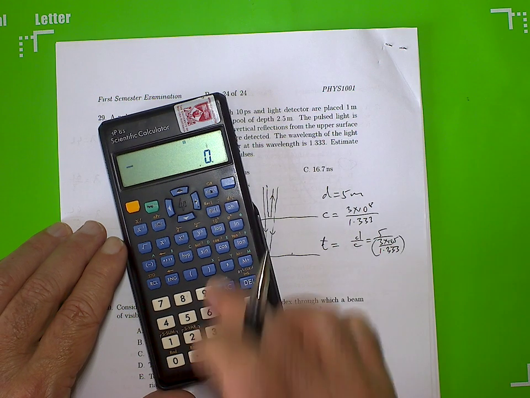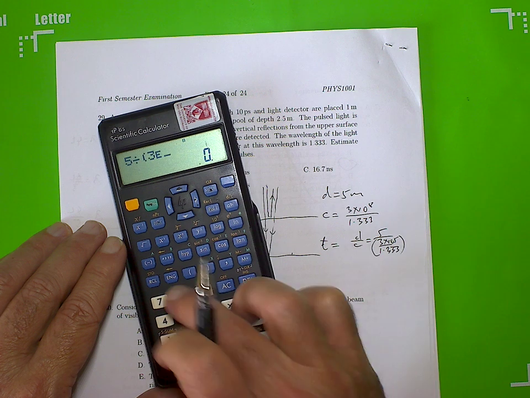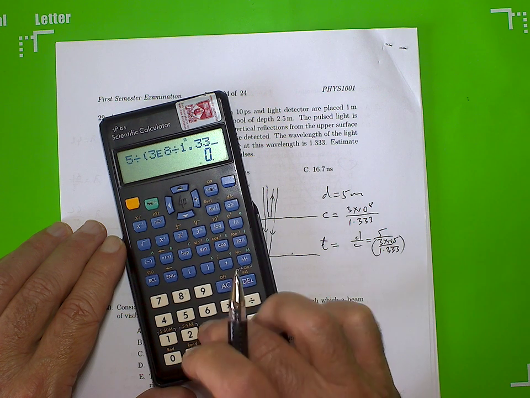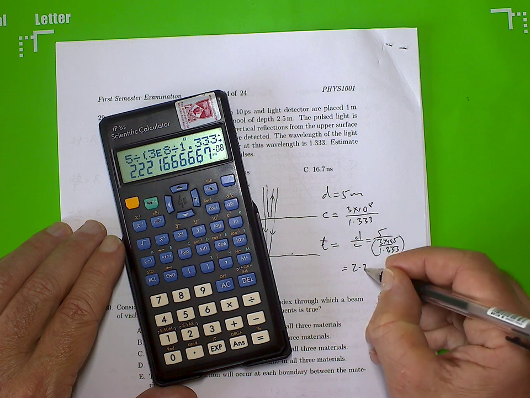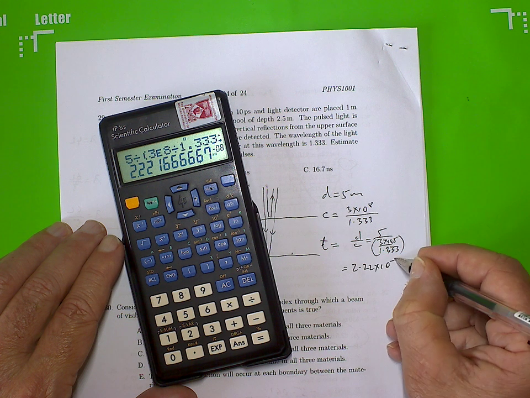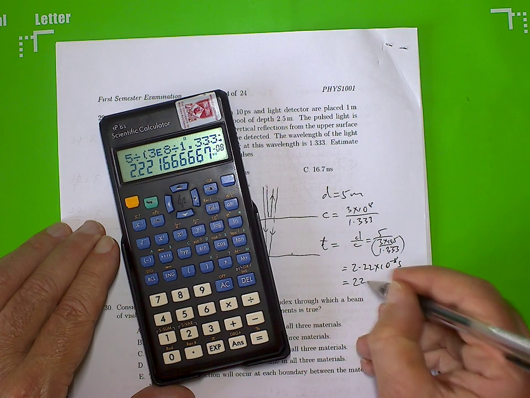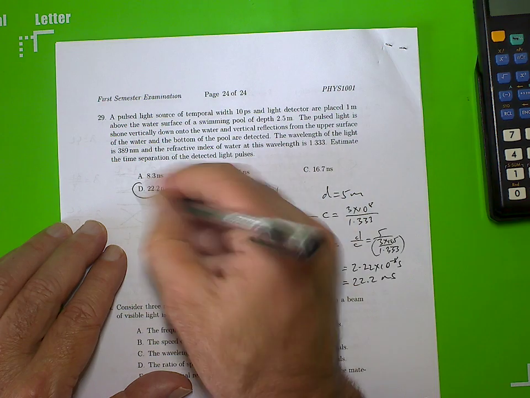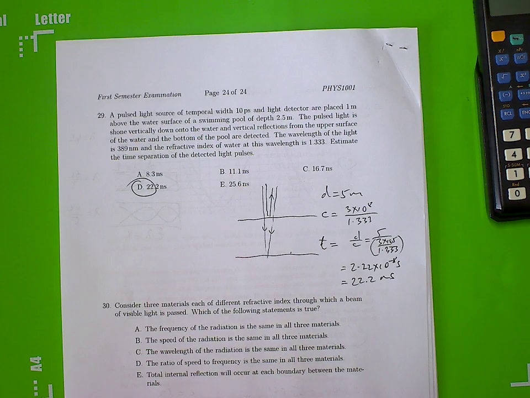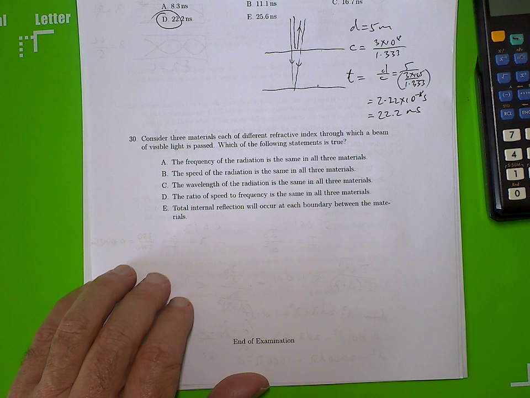Calculator. 5 divide brackets 3 exponent 8 divide 1.333 close brackets equals 2.22 times 10 to the minus 8 seconds, equals 22.2 nanoseconds. That one. Okay. Some are so easy, some are so hard.